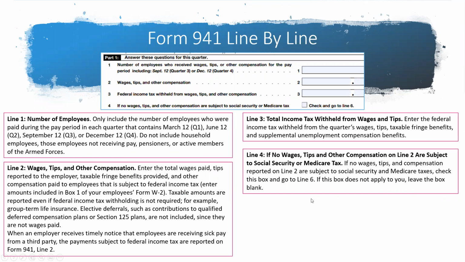All right, 941, guys, this is exciting stuff. So we're going to look at the 941 line by line.